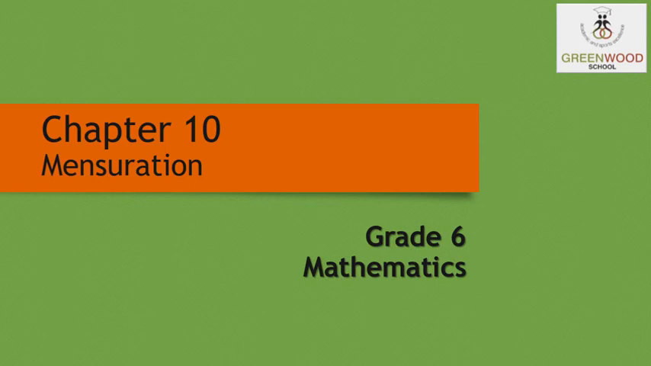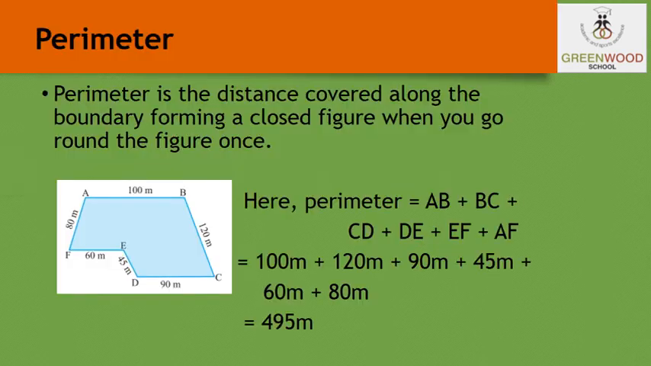Today we are going to learn chapter 10, that is mensuration. In mensuration, we study about perimeter, area and volume. First of all, we'll study about perimeter.